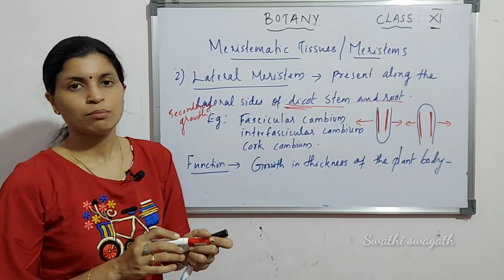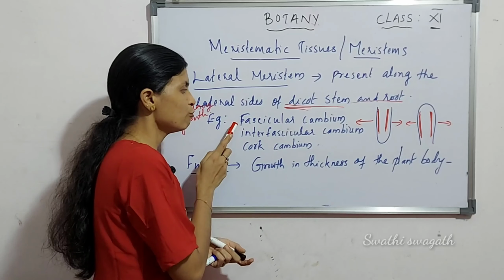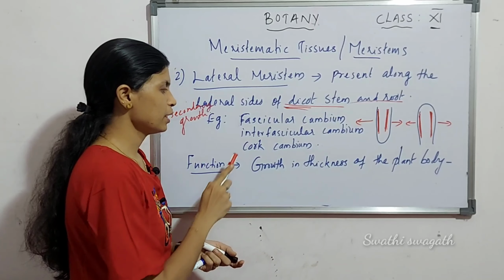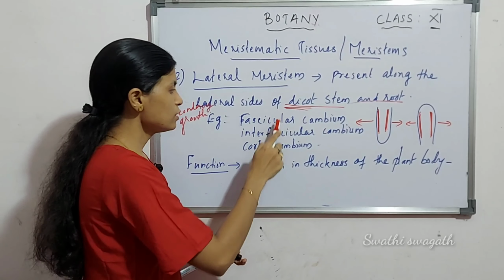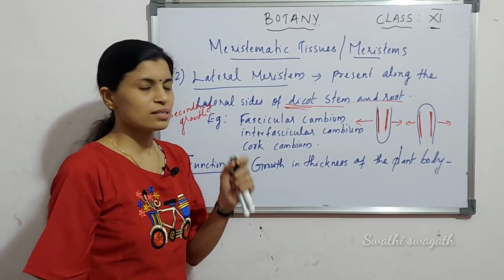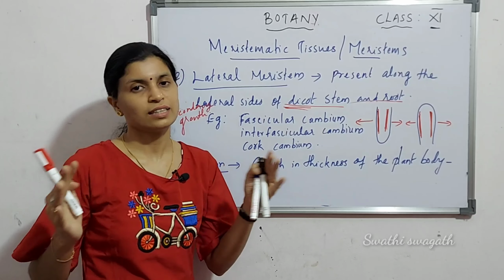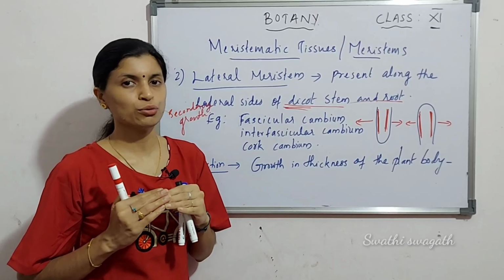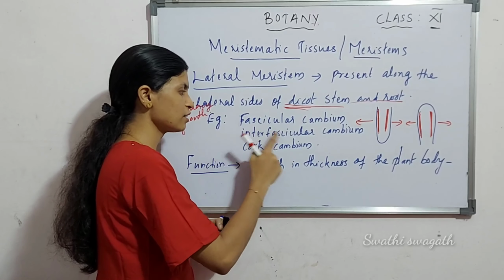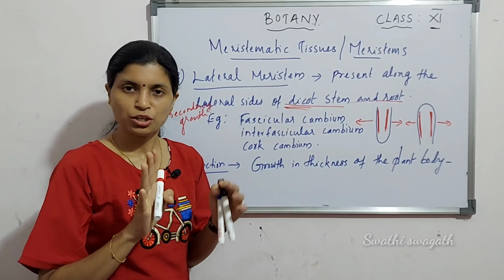And there are many examples of this type of lateral meristem. The first term is fascicular cambium, interfascicular cambium, cork cambium. All these examples have a common word, that is cambium. Cambium is a type of tissue which helps in increase in thickness. Cambium is a meristematic tissue which helps in increase in thickness. And fascicular, interfascicular, cork cambium, all these terms are not familiar to you. It is a new word, is it?